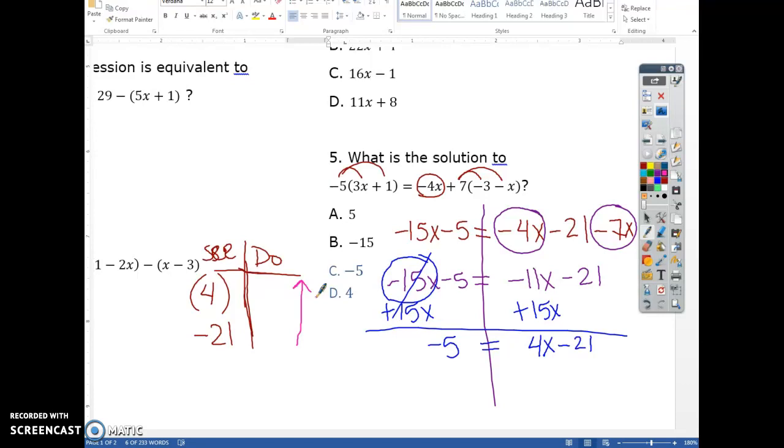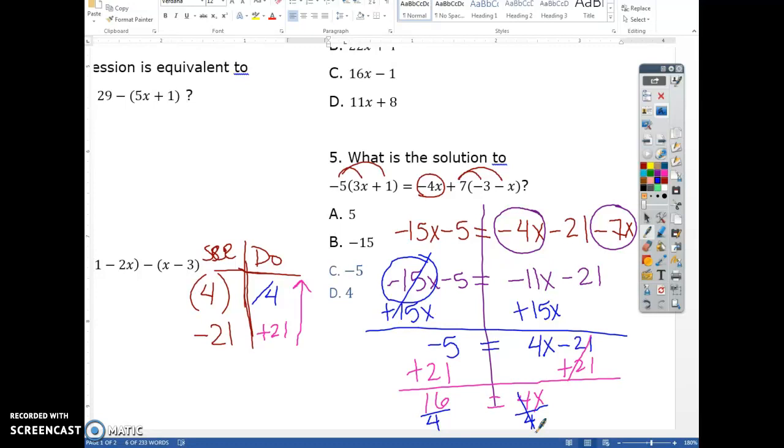So I'm going to add 21 first. Plus 21 plus 21. That gives you what? 16 equals 4x. And then we divide both sides by 4. X equals 4.